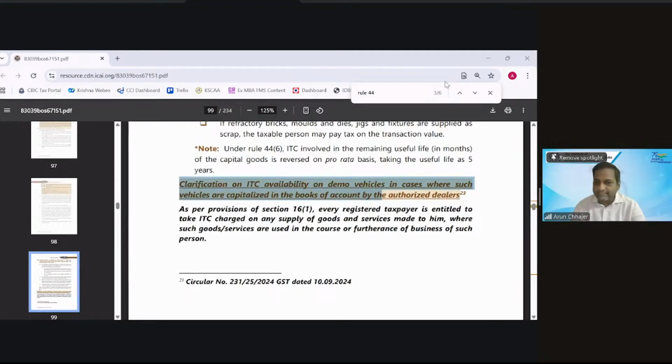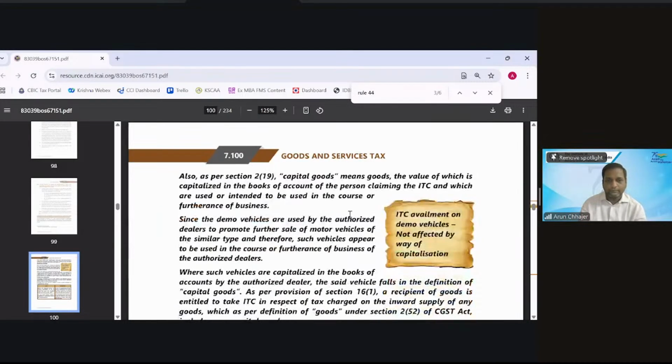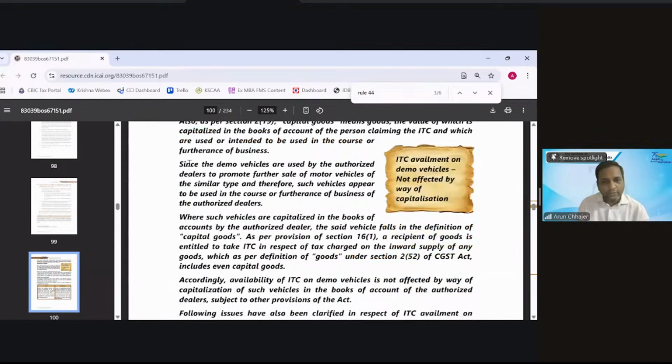Clarification on the ITC availability on the demo vehicle. In case where such vehicle are capitalized in the books of accounts by the authorized dealer. Circular 231. Demo vehicle are used by the authorized dealer to promote the further sale of that motor vehicle, and therefore such vehicle appear to be used in the course of furtherance of business.